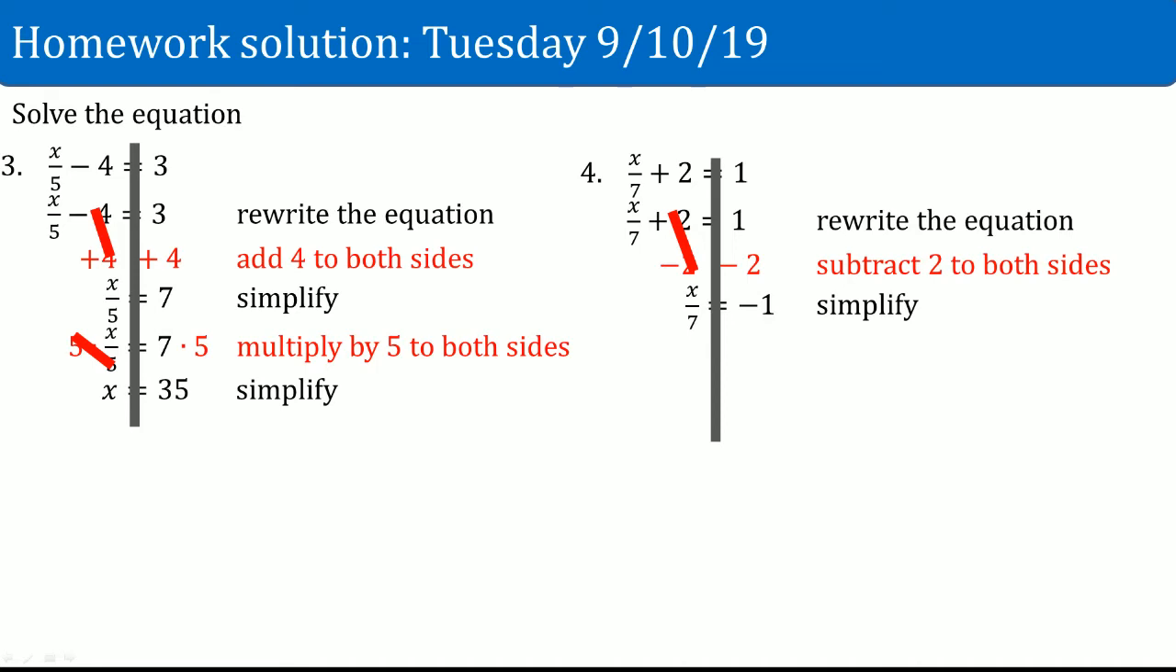Right now it's divide by 7. So what is the opposite or the inverse of divide by 7? It is to multiply by 7. That is the reason why I multiply by 7 to both sides. The 7 over 7 cancels out because it makes the number 1. What I have left over on the left is an x. On my right-hand side, negative 1 times 7 becomes negative 7. Okay, so that is your answer for number 4.